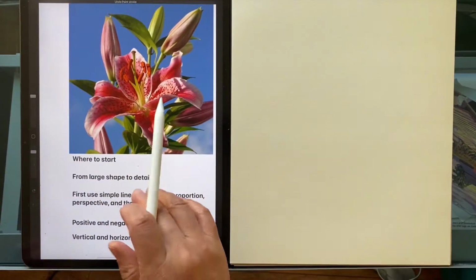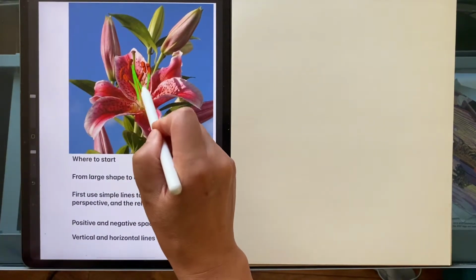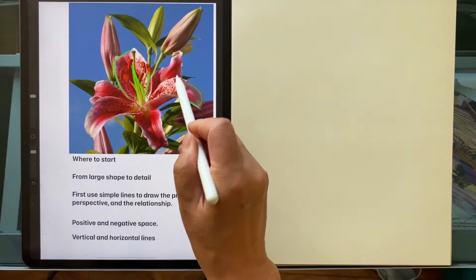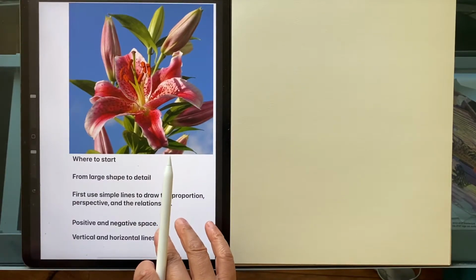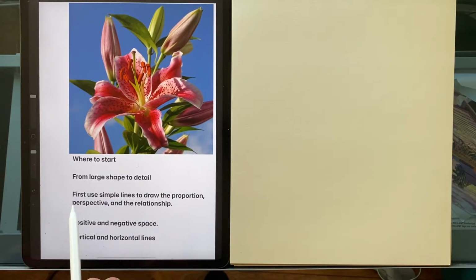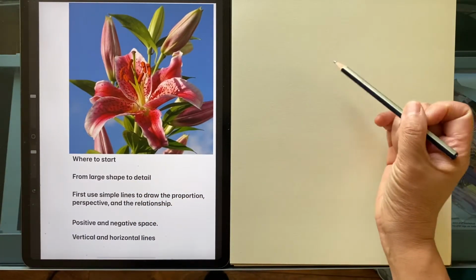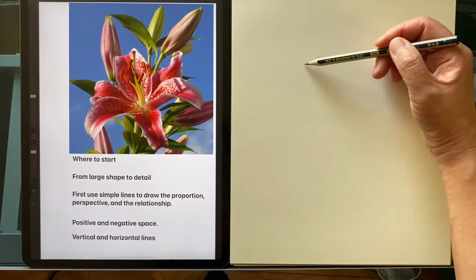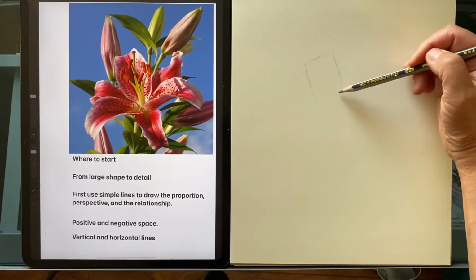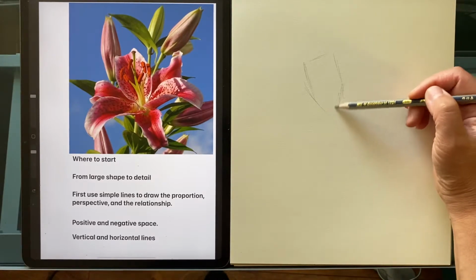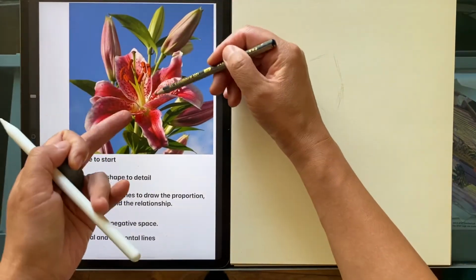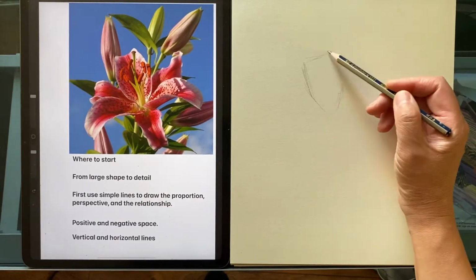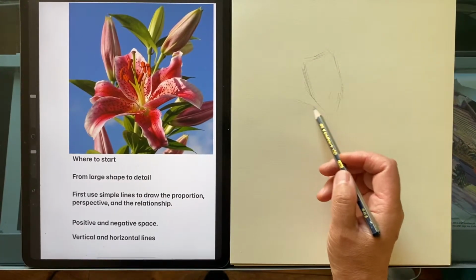You know, they gave you a flower. Do I start from here? Or do I start from here? Do I start from here? Where do I start? Then we start from the large shape to detail, and we map out everything. I'm going to start with a general shape. That's this flower, kind of this petal, kind of like that way, just a general shape.